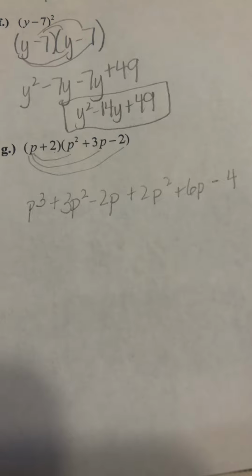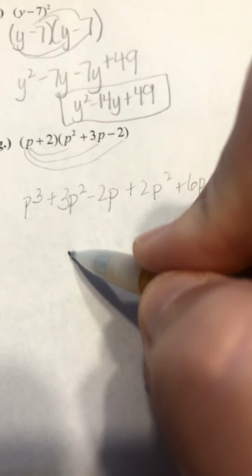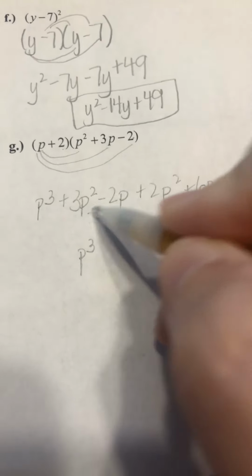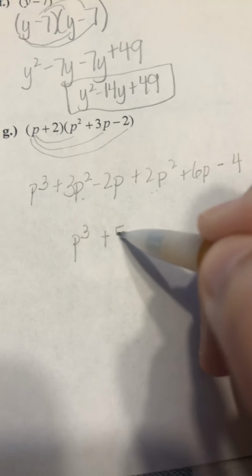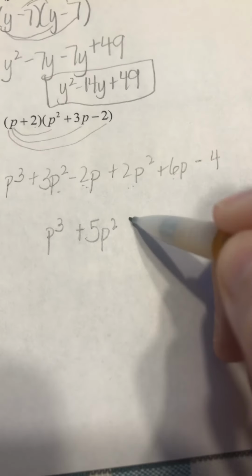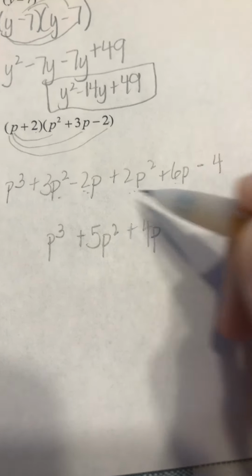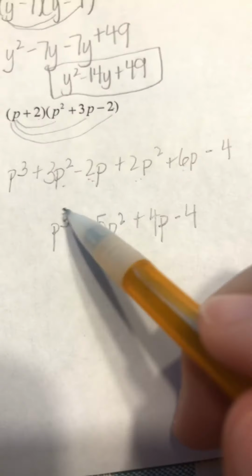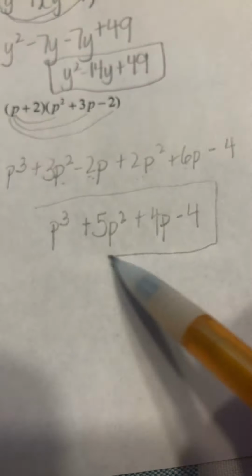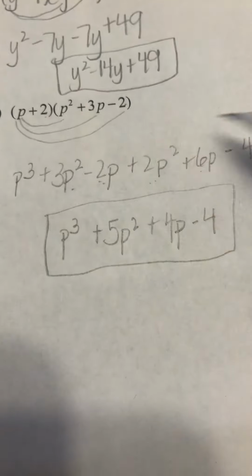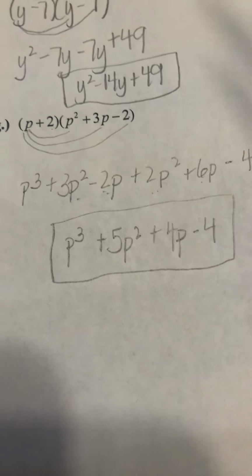Now look at it and combine what can be combined. So p cubed. These two can be combined. It's 5p squared. These two can be combined. It's 4p. And you just have a minus 4 at the end, and that's it. Just be very careful on these because you could have a lot of sign issues in here.